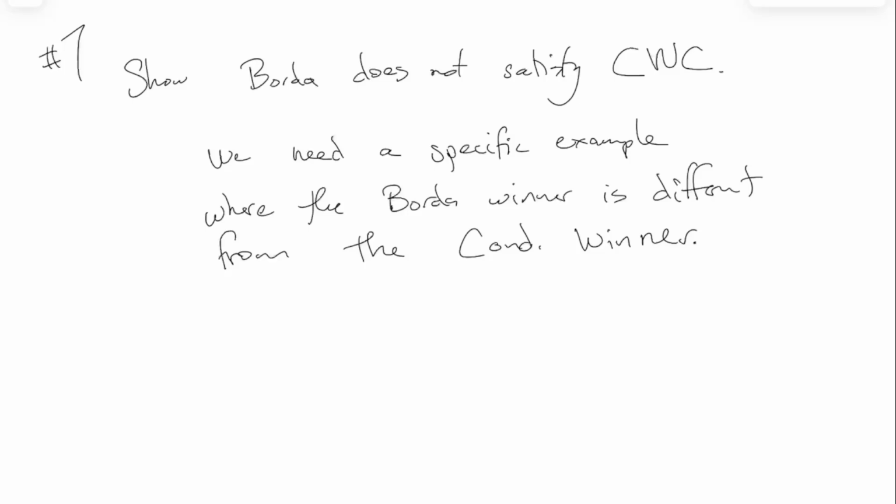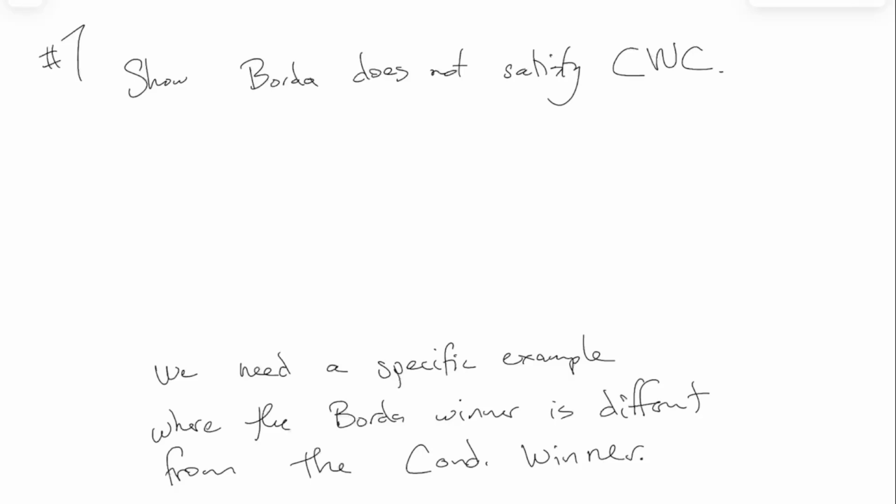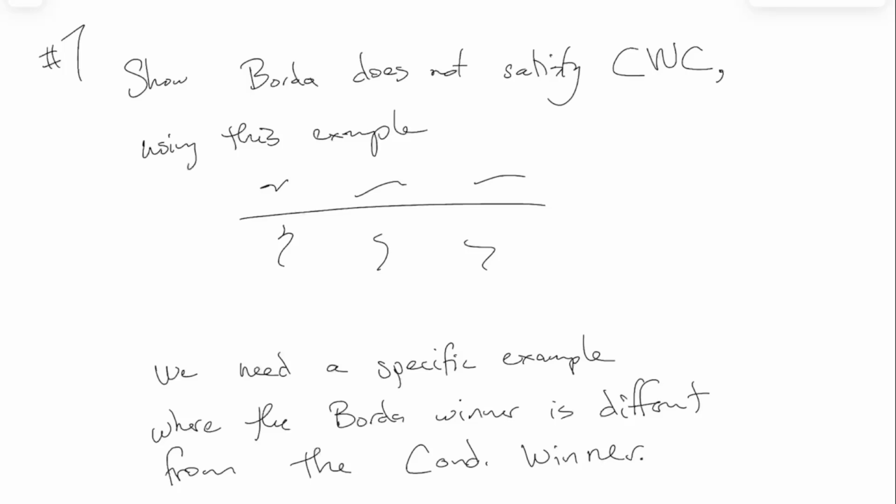More likely, if I wanted to ask this question, maybe I would say something like, show that the Borda does not satisfy the Condorcet winner. How about this? This just by itself, I think, is not a reasonable question to put on the test. Show Borda does not satisfy Condorcet winner criterion using this example. And then I would give you a specific example here. And then it would be your job to demonstrate that the Borda winner is different from the Condorcet winner.